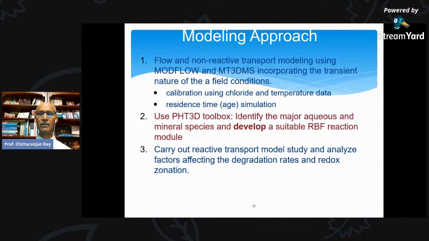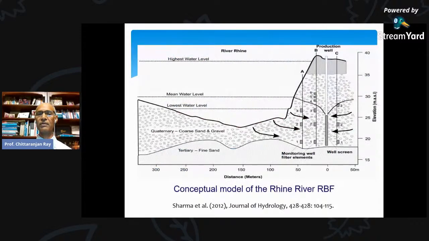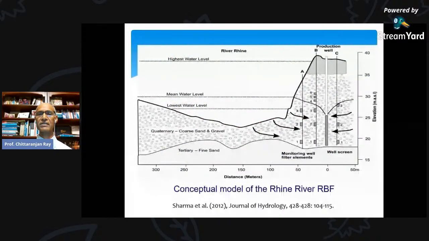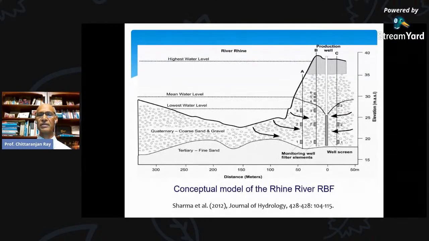So this is basically modeling the riverbank filtration system at Düsseldorf. So the river is here on the picture. The high water table is here, so the mean water table and the low water table. Because since this is a navigable river, they maintain certain minimum water level there. And then the quaternary coarse sand and gravel, that's what forms the aquifer. And below that, the fine sand, which has less flow. The wells are located on the right side here. A and B are the monitoring wells, and C also monitoring, and the production well is in the middle. So we'll see the B has some sampling ports. We'll see those a little bit later, 1, 2, 3 of those, A and B.